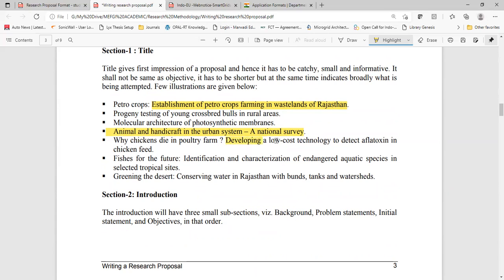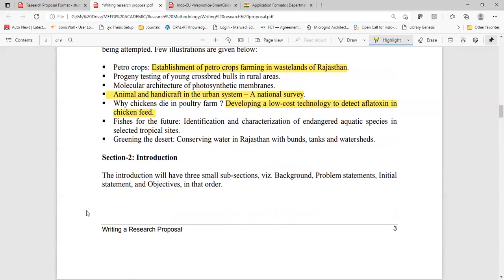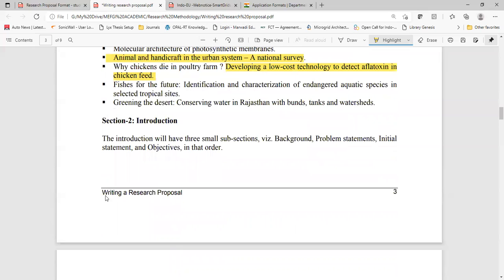Similarly, developing a low-cost technology to detect aflatoxin in chicken feed. Now, this is something different. None of them are related to electrical engineering, but your project will be related to electrical engineering. Okay. Then you will tell them about background, problem statement, objectives of the work.